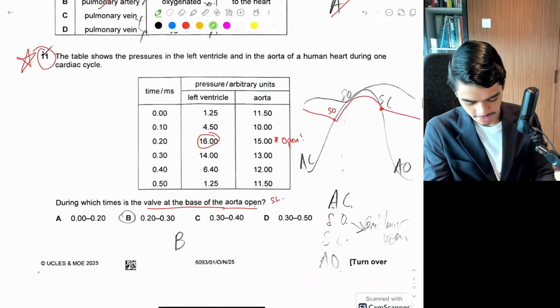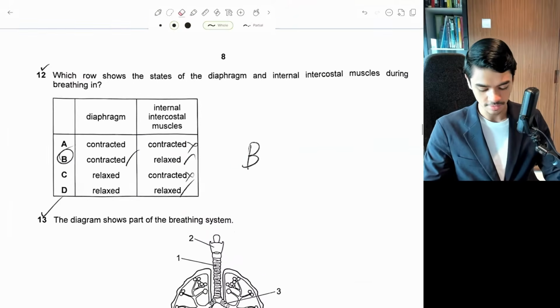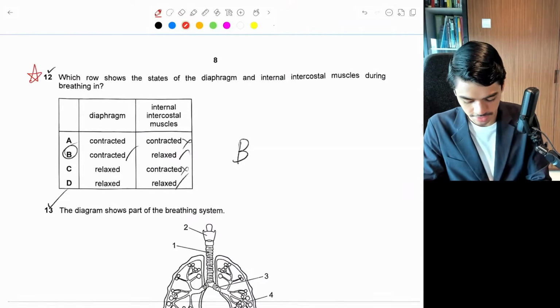So let's go back here. Is it true at that time range, B? Yes. So B is the best answer we can give. Okay, question 12. The diaphragm and intercostal muscles when breathing in.